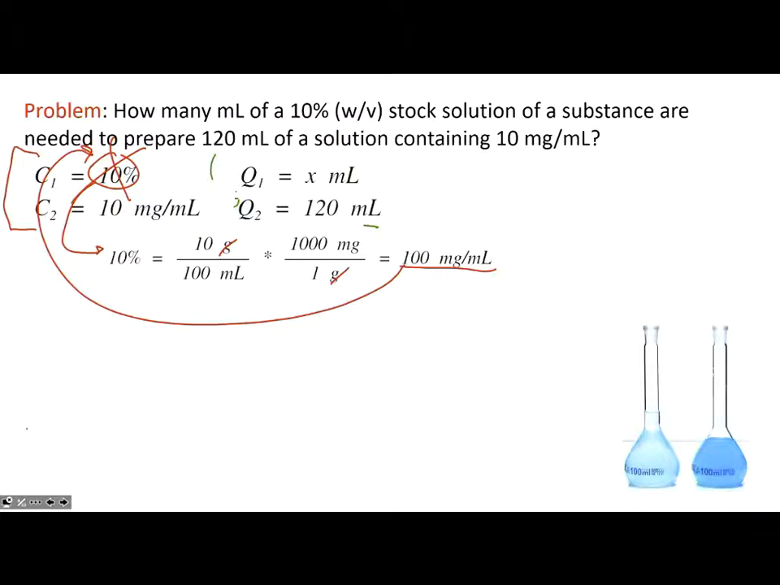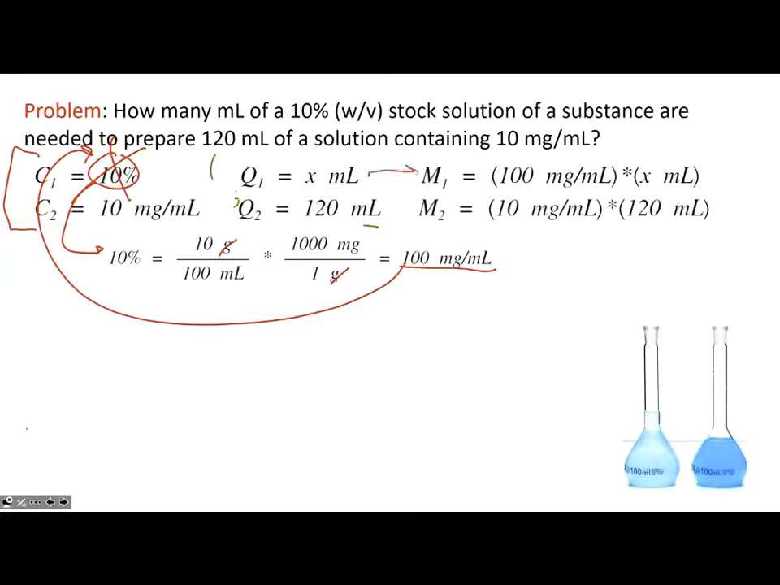Now the next step is to determine your mass equations. And we said that mass is equal to C times Q. So M1 is going to be my 100 milligrams per mil, which we just saw from down here. Make sure you realize that's where that's coming from. It's 100 milligrams per mil times my quantity, which we said was X milliliters. So that's M1. M2 is equal to its C2, 10 milligrams per milliliter, times its Q2, which is 120 milliliters. This is the time to double check before we go on: milliliters, milliliters, and milligrams per mil, milligrams per mil. My units are the same. So now I can move on to my next step.